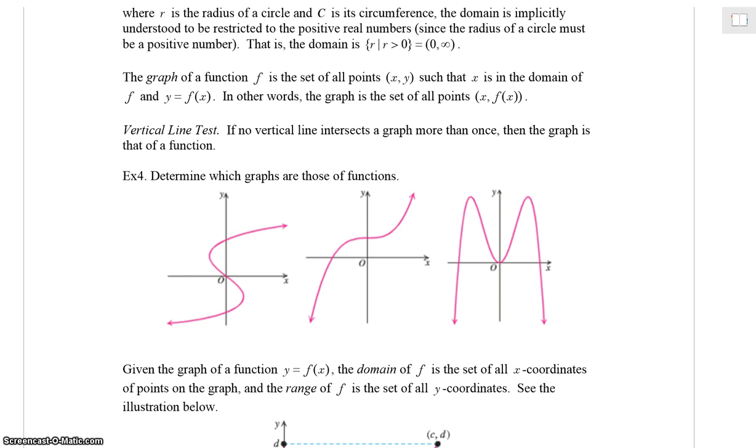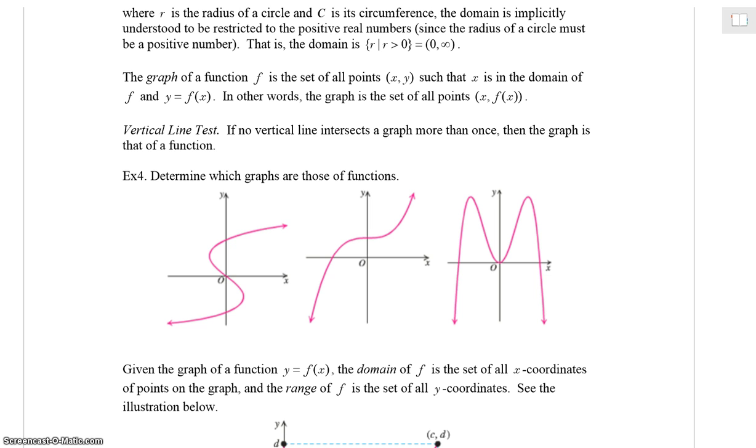Not every graph is that of a function. Some graphs are merely graphs of relations between x and y that are not functions. There is a test that we can use to determine whether a graph is that of a function or not, and that's called the vertical line test. It's very easy to apply. If no vertical line intersects a graph more than once, then the graph is that of a function.